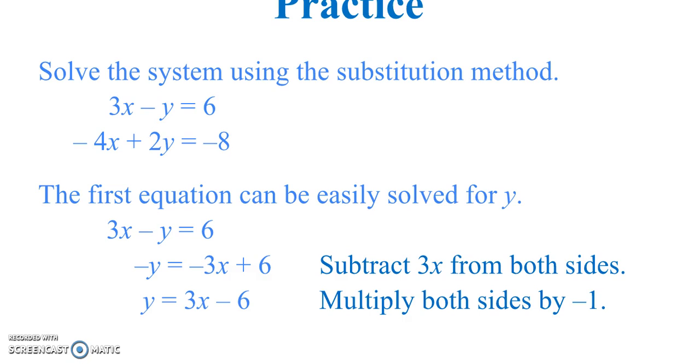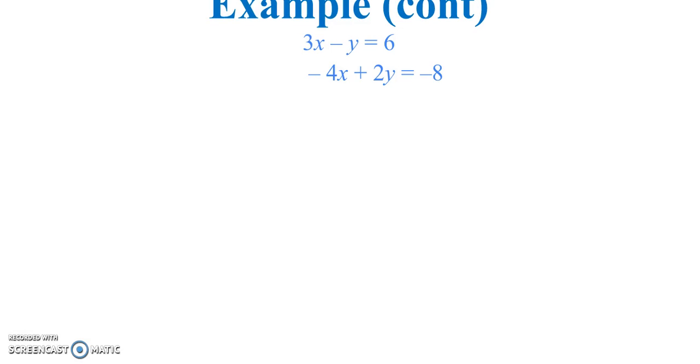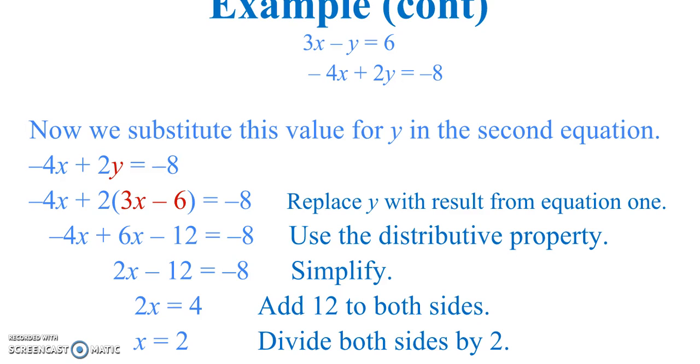So now that I know y, I'm going to take that 3x minus 6 and plug it in. I pick an equation, I pick the second one, and I plug in my information. Wherever I see y, I'm going to put in 3x minus 6. I solve just like we've been practicing. So distribute, simplify, add 12 on both sides, divide by a 2. I have x equals 2.